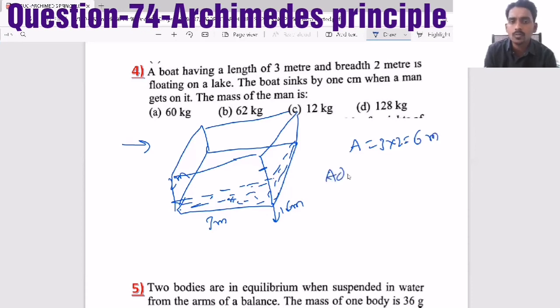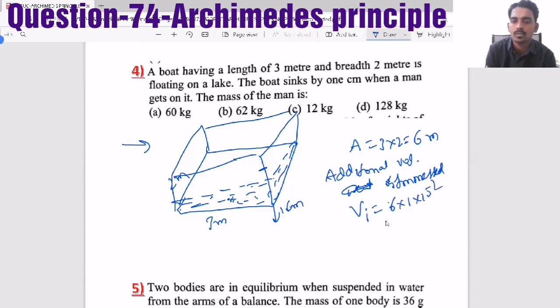Then the additional volume that went inside, or the volume immersed, is now 6 into 1 centimeter, that is 10 power minus 2. So 6 into 10 power minus 2, which is 0.06 meter cube. Now this is due to the weight of the person. This is the buoyancy force now. So the weight of the person is balanced by buoyancy.